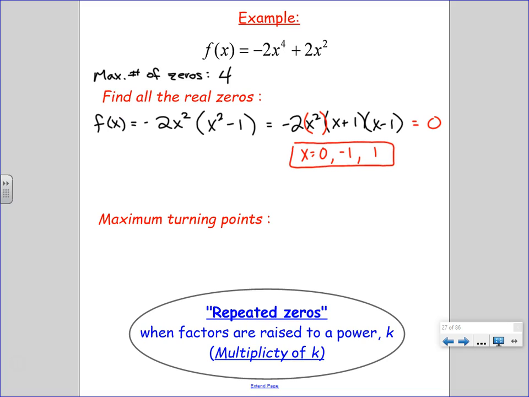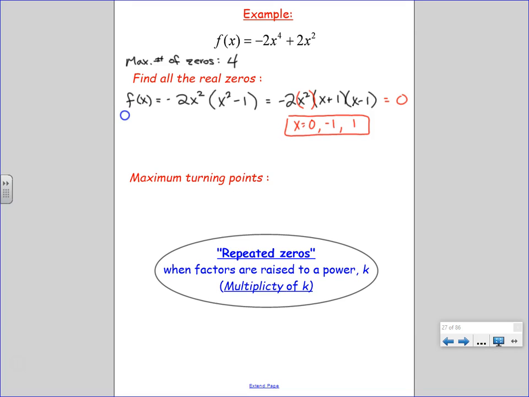Okay, we have 3 different intercepts. Maximum turning points. Look in your notes. That's just 4? No. N minus 1. 3. Maximum turning points are going to be 3. Okay?